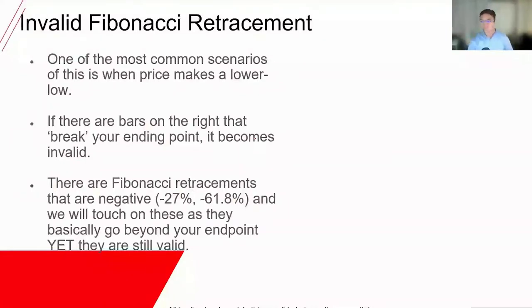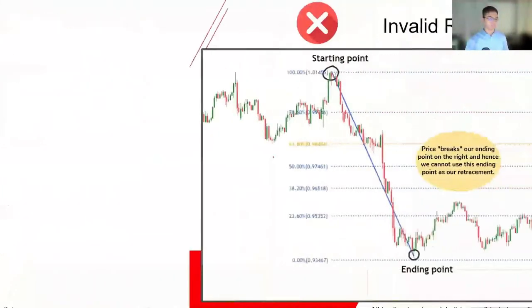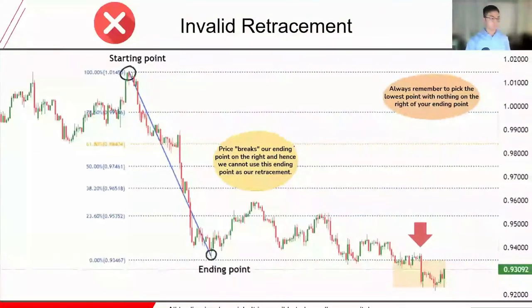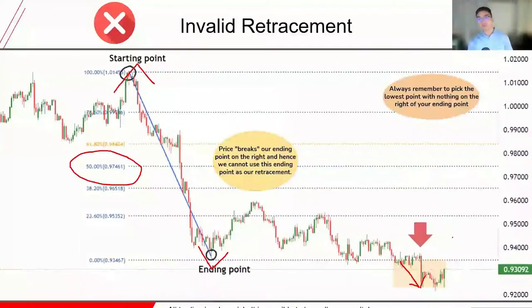There are Fibonacci levels like negative 27.2% and negative 61.8%, and we will touch on them, as they go through your endpoint yet are still valid. So take a look. Price breaks the points. We want to draw from the top towards the bottom, but price didn't retrace back up to the 50% level, and it continues going down. So this is no longer valid. Always look for at least a 50% retracement.